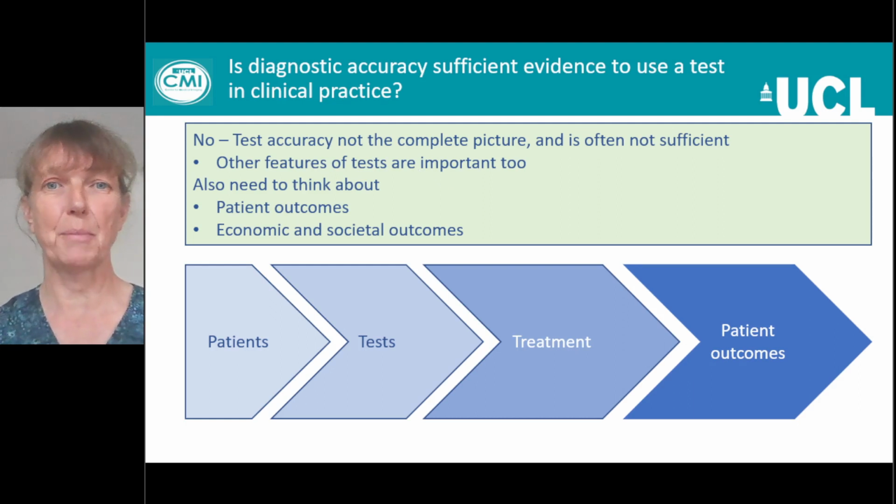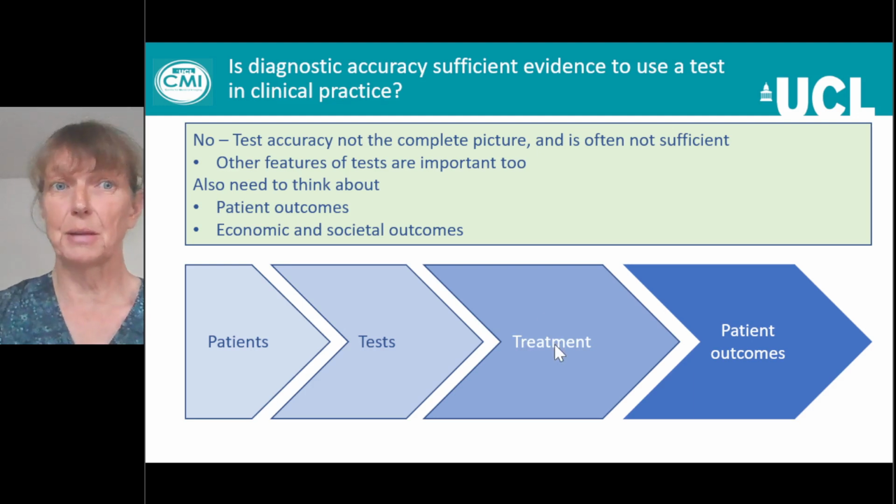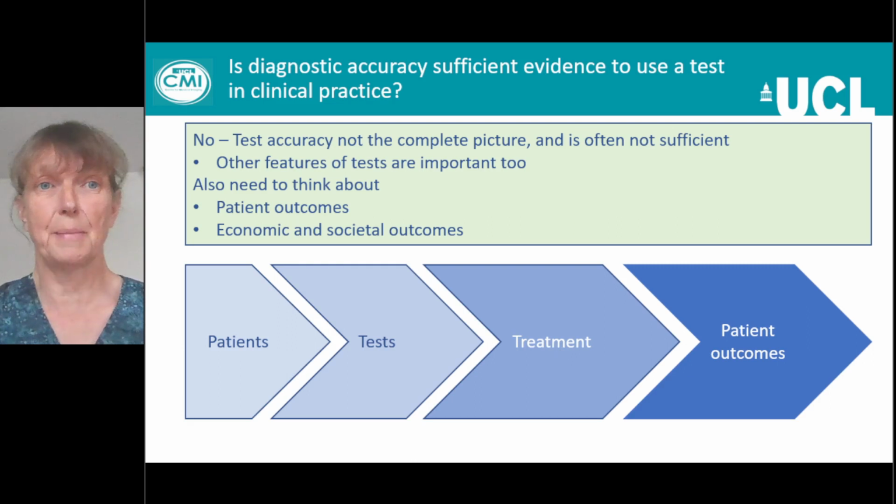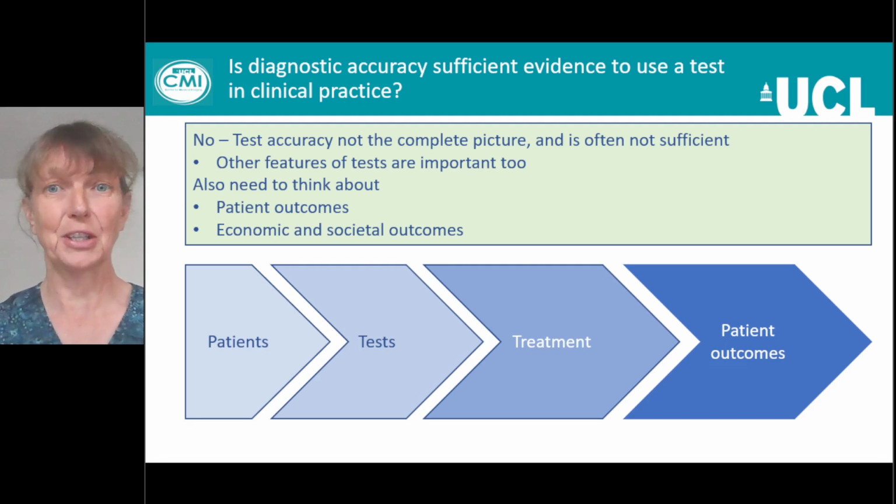We need to think about patient outcomes, and we need to think about economic and society outcomes. So here's the pathway we quite often find. The patients come along, they have the test, and that test is then used to decide on a treatment for them. If there is no treatment, that test might be about knowledge, which may be very valuable, but we don't really want tests for things where there's no treatment and people don't want the knowledge.